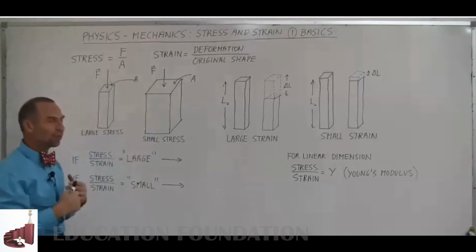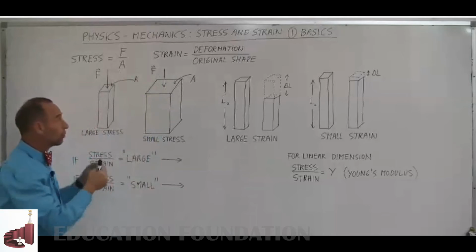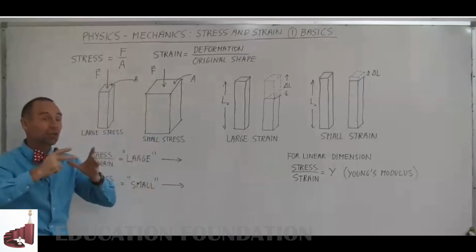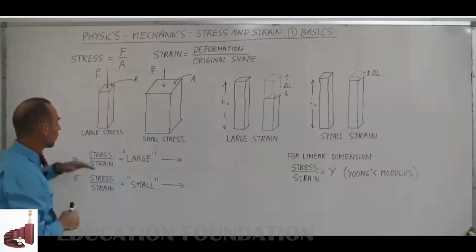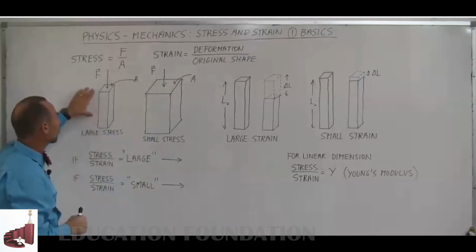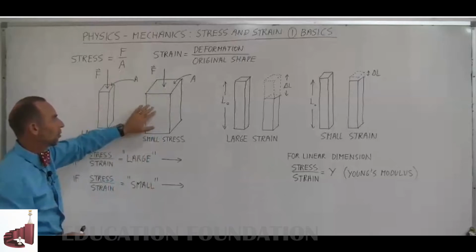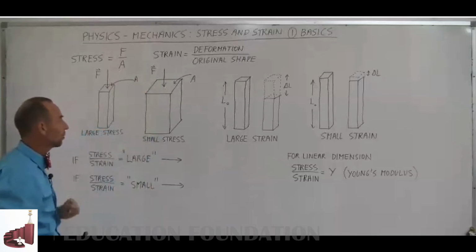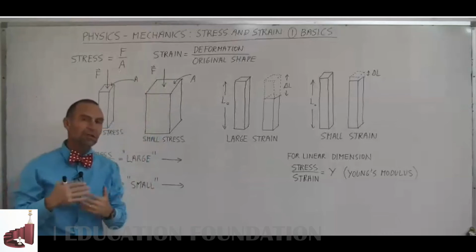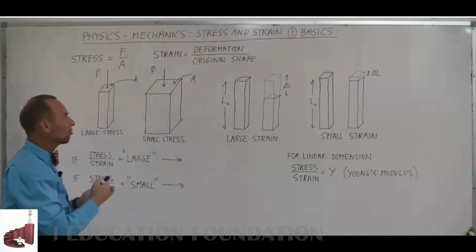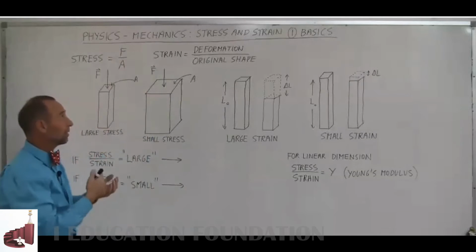So you can see how stress is actually a function of both the force applied and the cross-sectional area of the material. So here we can see that there's a large amount of stress applied to this beam right here, and here is a smaller amount of stress applied to the beam. The second part of the relationship between stress and strain is the second portion, namely strain.